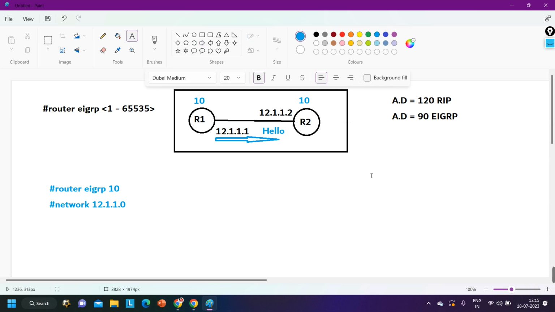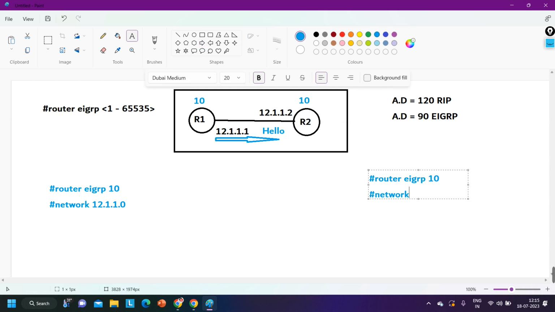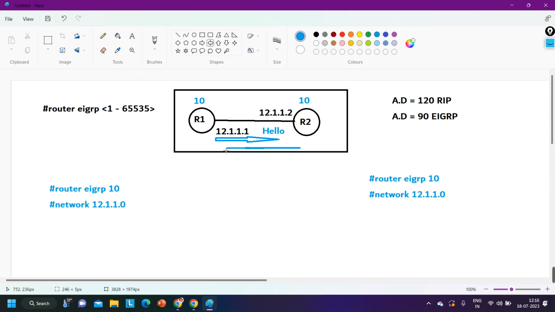After that, we need to enable EIGRP on router 2. So here also I will run the command router EIGRP, AS number 10, and then network 12.1.1.0. Once I hit enter, the router will check on which interface this network is running. This network is running on this interface, so it will start sending a hello message from this interface. It will also send one hello message.